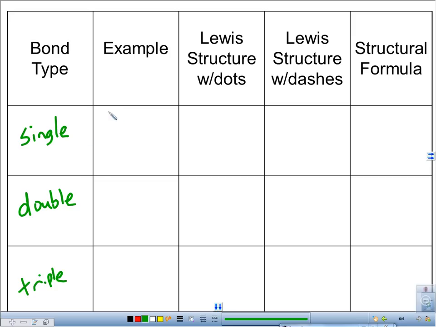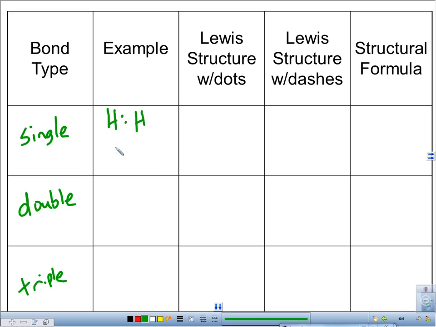So here we have hydrogen with another hydrogen. That's going to be my first example here. Hydrogen with another hydrogen. How many valence electrons does hydrogen have? One. So here's one for that hydrogen. Well, this other hydrogen also has one. So they can share each other's electron.